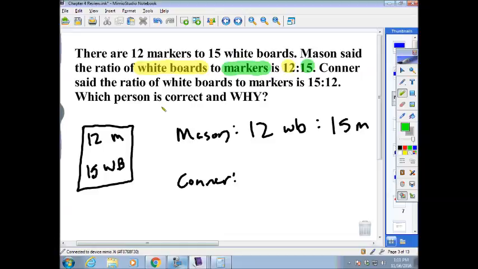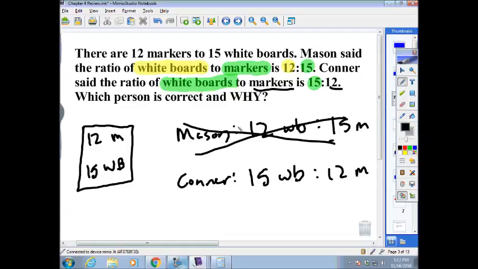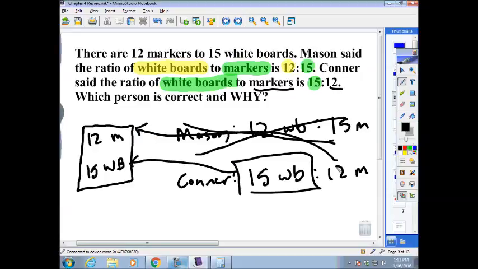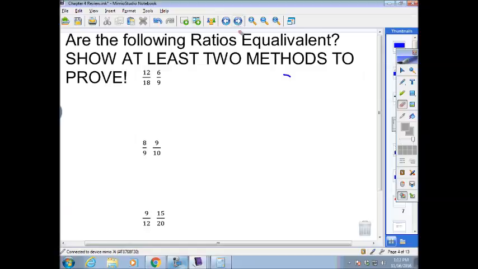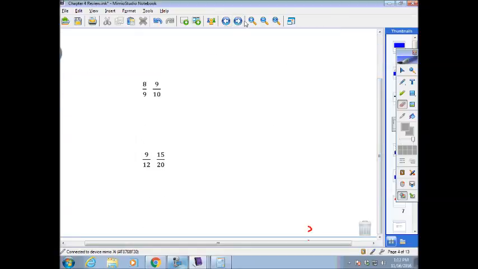All right. Then Connor says the ratio of whiteboards. So he's saying there are 15 whiteboards and 12 markers, right, guys? Yeah. So based on what we're seeing now, who is correct here? Clearly not Mason, right? Yeah. He's flip-flopped, right? Connor has the 15 whiteboards. He has it right. And the reason why is because order matters. What if I had Connor had it in the right order? That way.